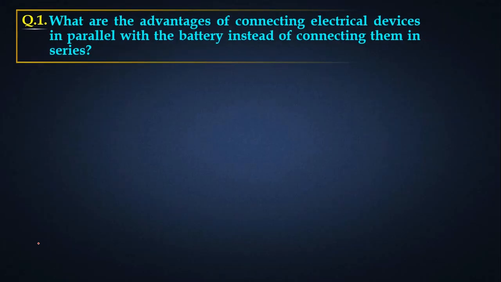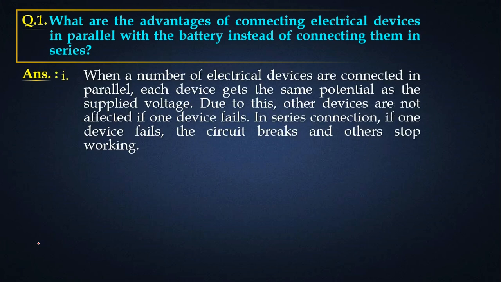What are the advantages of connecting electrical devices in parallel with a battery instead of connecting them in series? First, when a number of electrical devices are connected in parallel, each device gets the same potential as the supplied voltage. Due to this, other devices are not affected if one device fails. In series connection, if one device fails, the circuit breaks and then the others stop working. Is it right?